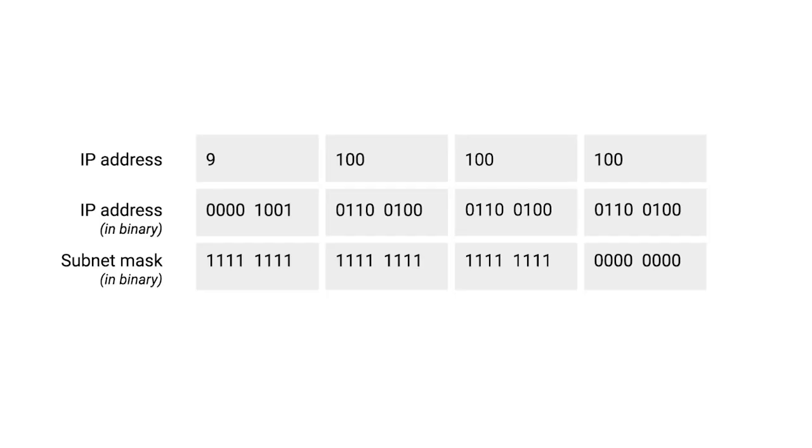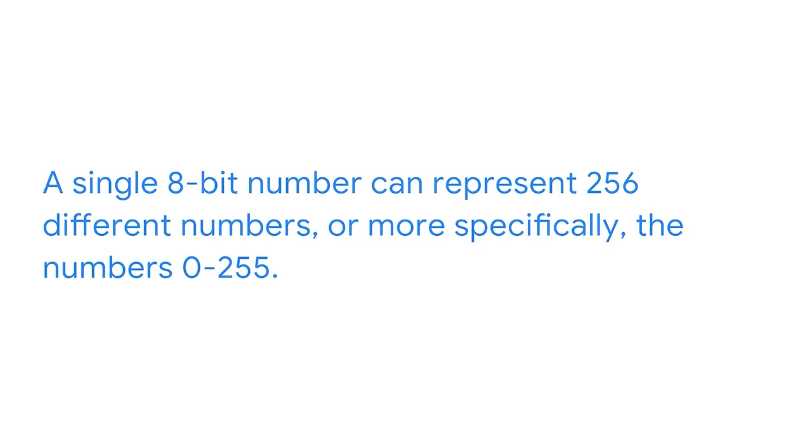The size of a subnet is entirely defined by its subnet mask. So for example, with a subnet mask of 255.255.255.0, we know that only the last octet is available for host IDs, regardless of what size the network and subnet IDs are. A single 8-bit number can represent 256 different numbers, or more specifically, the numbers 0 through 255.